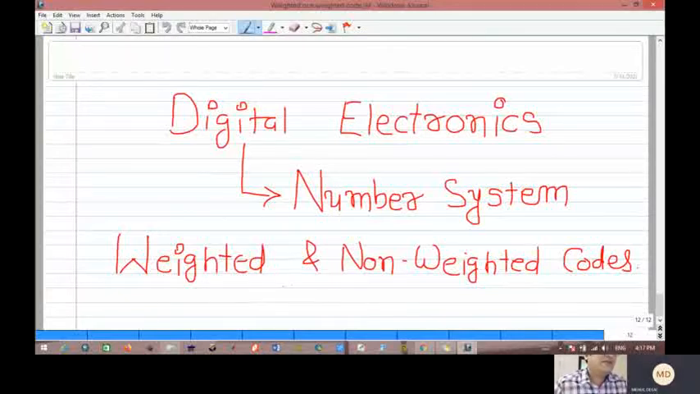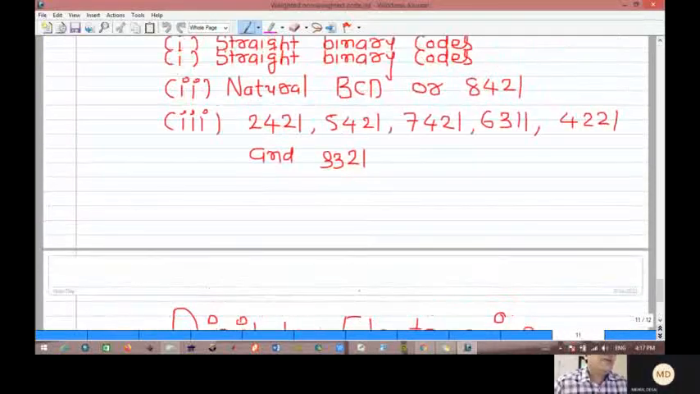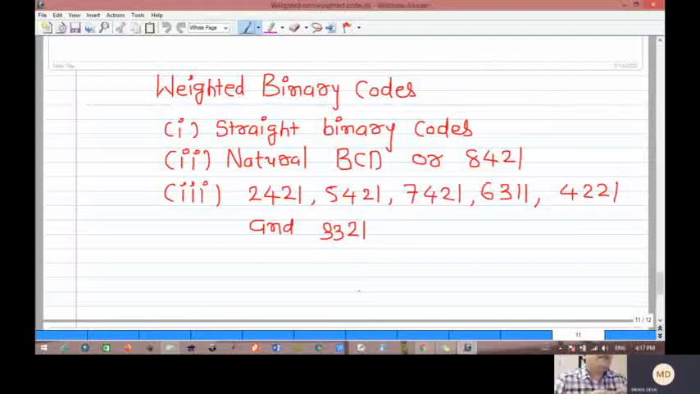So as per discussion today, in this video we will discuss weighted and non-weighted binary codes. Weighted means some weight is given. There are three types of weighted code we will discuss in this video. Straight binary code is nothing but our main binary number system. The natural code, also called binary coded decimal, has the weight 8421.